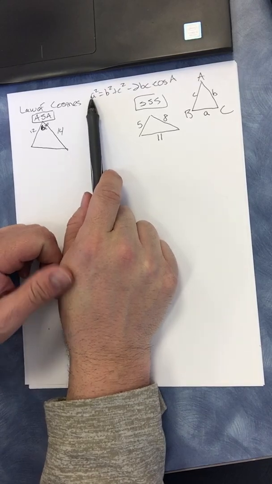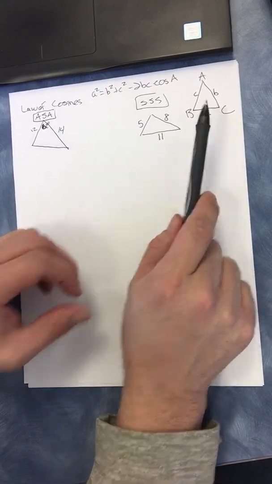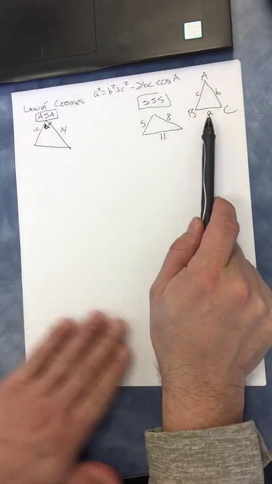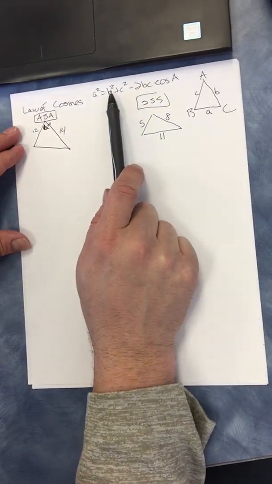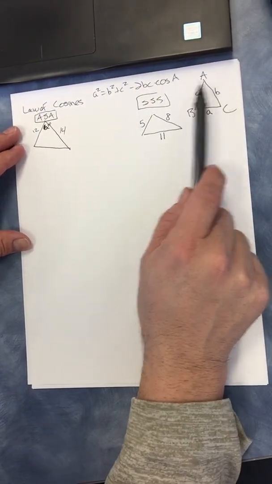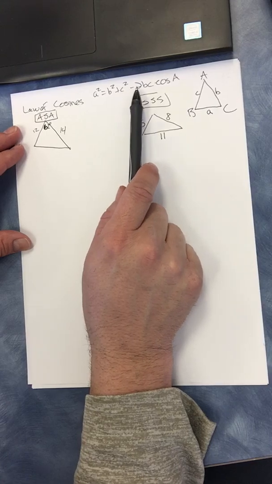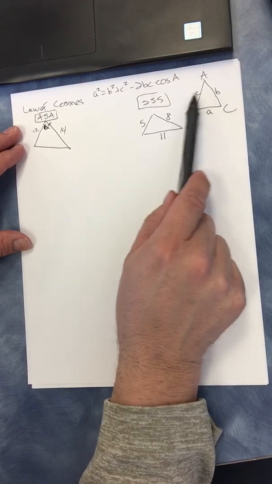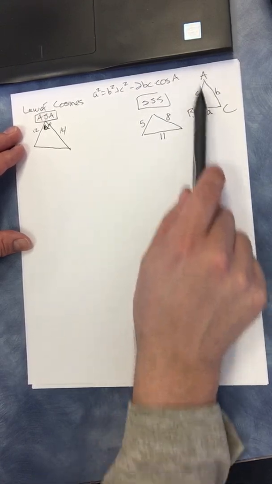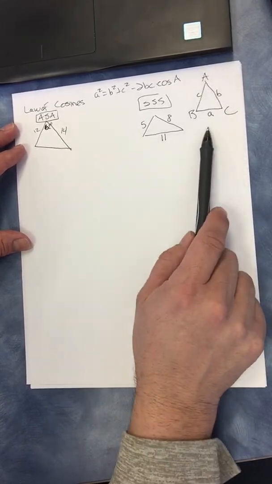I've got a side by itself on the side of the equal sign, so we're working with that side right there. And then that gets squared, and it's equal to the other two sides, b squared plus c squared, and then minus 2 times those other two sides and the cosine of the angle across. So there's still an opposite feel here.